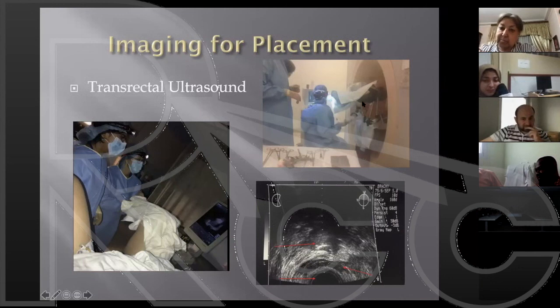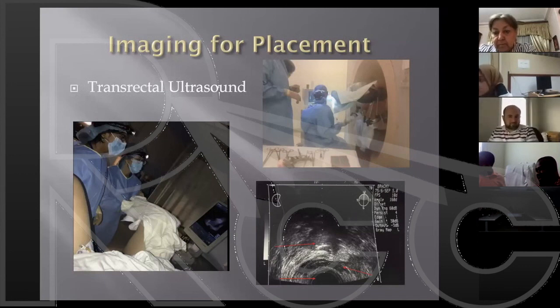Some centers here actually have CT in the brachytherapy suite. We do not. We use occasional transrectal and transabdominal ultrasound guidance, but I will say the vast majority of cases, I don't use any image guidance during the procedure. I CT the patients afterwards to determine that the geometry is adequate.